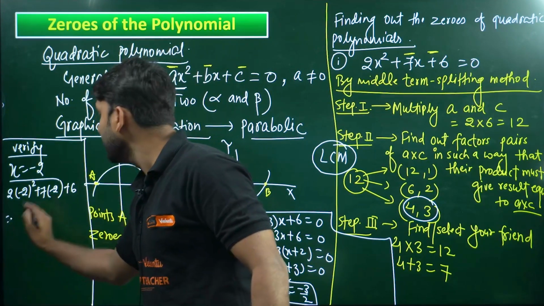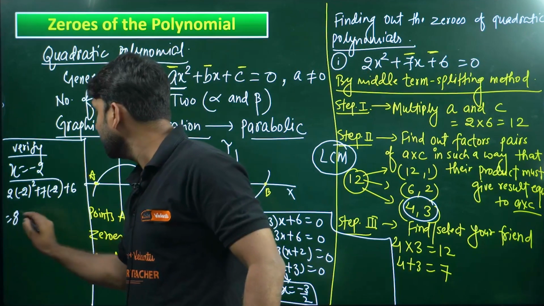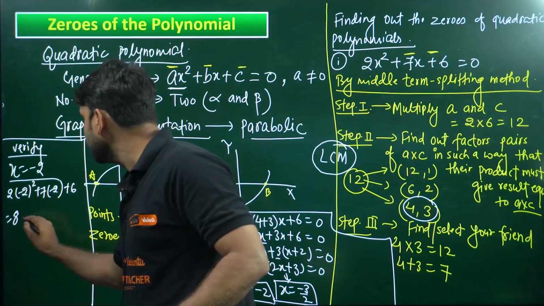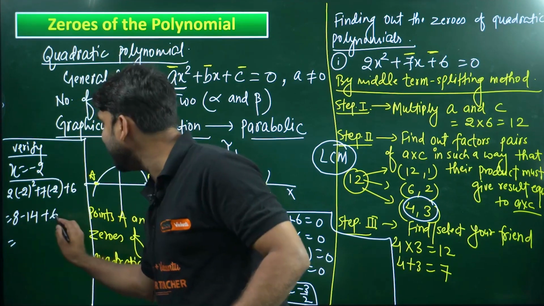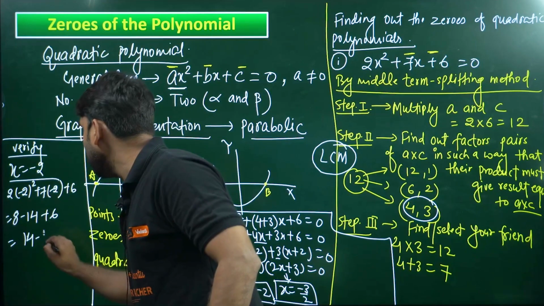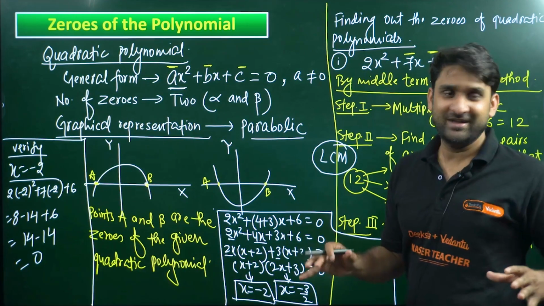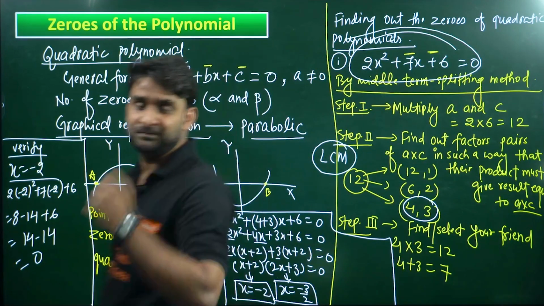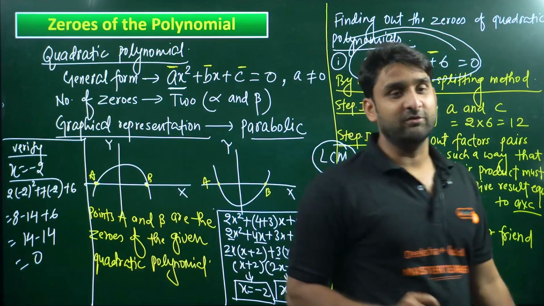Now solve this. Minus 2 square will be 4, and 4 twos are 8, and this is 7 twos are 14, and plus minus minus, so this is minus 14 plus 6. Plus 8 plus 6 will be 14. 14 minus 14 is equal to 0. Hence proved that x equals minus 2 is one of the zeros of the given quadratic equation.